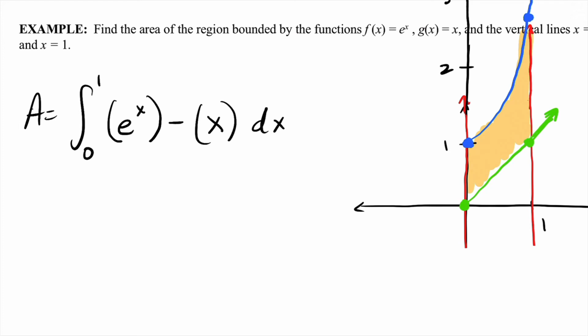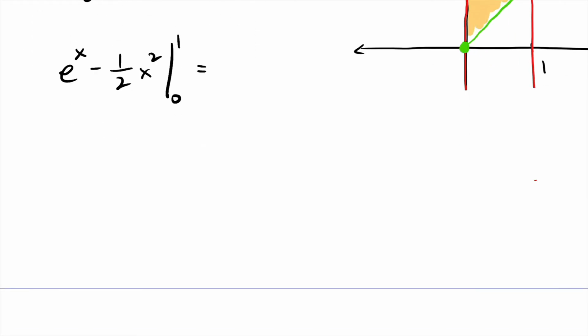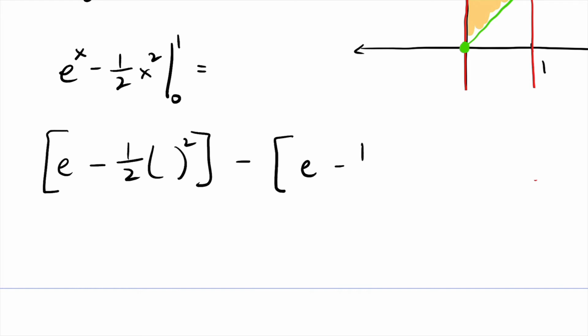Didn't say anything about using a calculator, so non-calculator. So we're going to have to find the antiderivative. Luckily, the antiderivative of e to the x is just e to the x, minus 1/2 x squared from 0 to 1. So e to the x minus 1/2 x squared, and then do that again, but for 0.